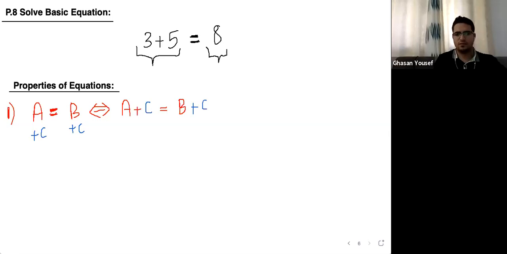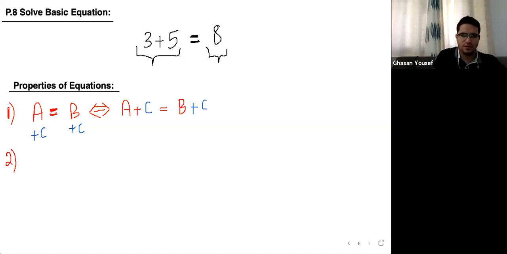And this is correct. If I add C to both sides, where C is a quantity or any real number, then I will get another equation. This equation is equivalent to the original one.